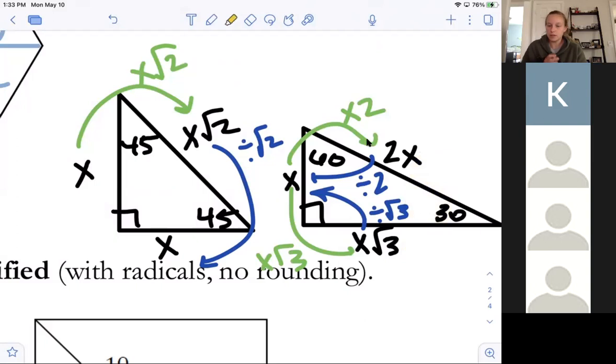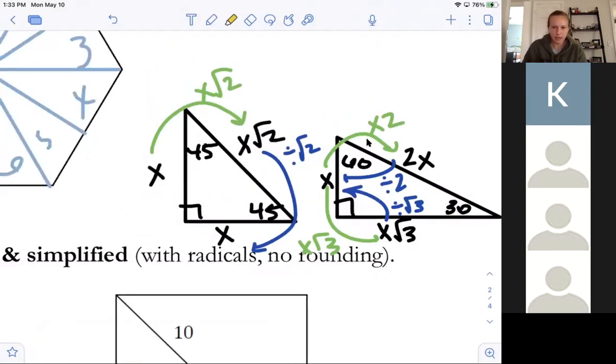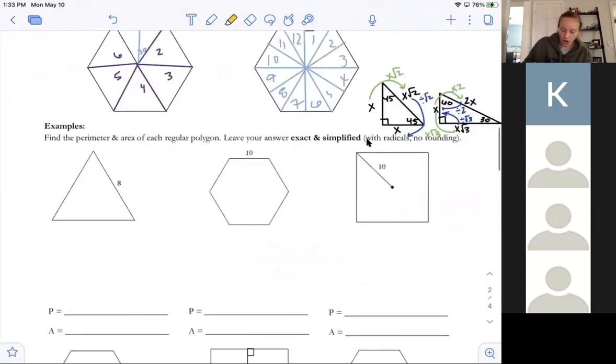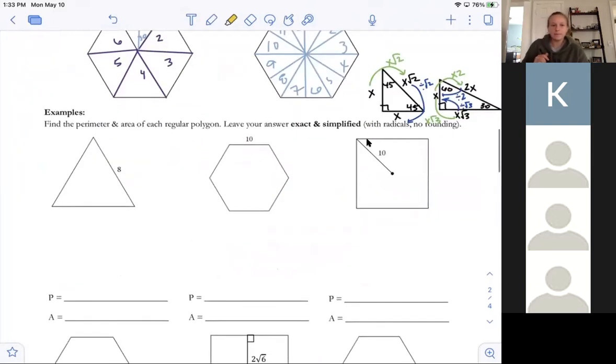All right, that was your SparkNotes version of special right triangles. Anybody have any questions yet? All right, I want to get through all of these examples, so we're going to keep moving.